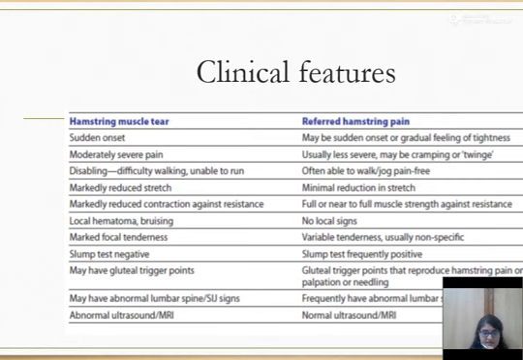Marked focal tenderness is seen, and the slump test will be negative. Then there might be gluteal trigger points and abnormal lumbar spine or SIJ signs, that is sacroiliac joint signs, because of which the pain is referred to the hamstring part, and there might be an abnormal ultrasound or MRI if done.